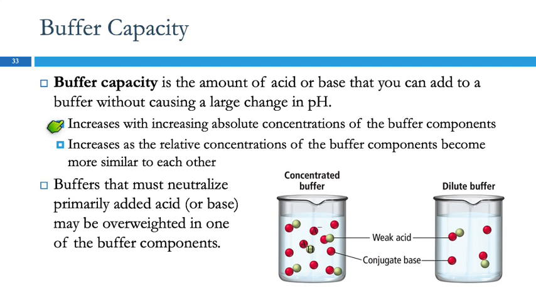But the buffer capacity will increase with increasing concentrations of your components, the acid and conjugate base. It will also increase as those concentrations become more similar to each other. So that's what we just talked about. Acid and base concentrations are equal, that's the best, and the higher the concentrations, the better.